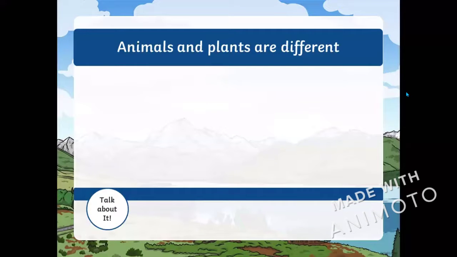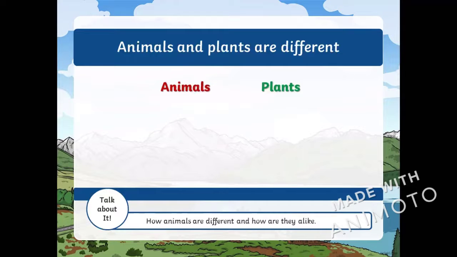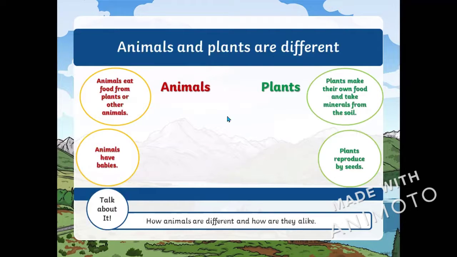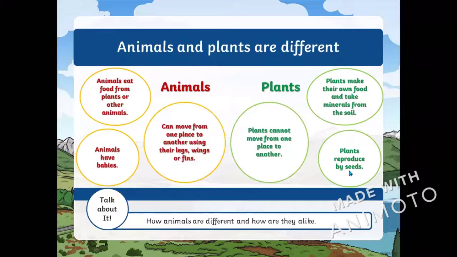So let's continue here with animals and plants and how they are different. We are going to see how they differ. We have animals and plants. Animals can eat food from plants or other animals, and plants make their own food and take minerals from the soil. Animals have babies. Plants reproduce by seeds. Animals can move from one place to another using their legs, wings, or fins, and plants cannot move from one place to another.